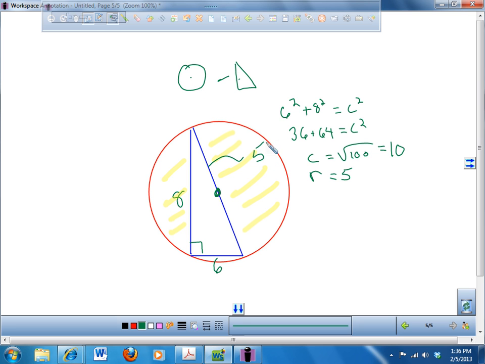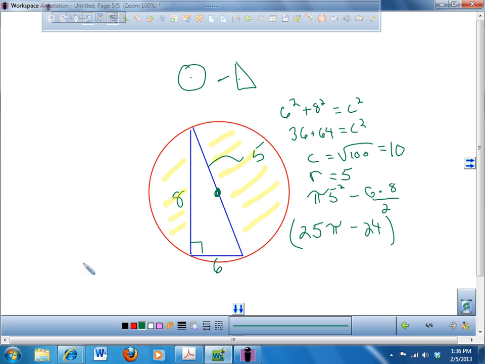So the area of the circle is pi times 5 squared, and the area of the triangle is 6 times 8 divided by 2, so the answer is 25 pi minus 24. If it's in square meters, you write square meters; if it's in square inches, whatever the units happen to be. I'm going to let you figure out some of these other ones.